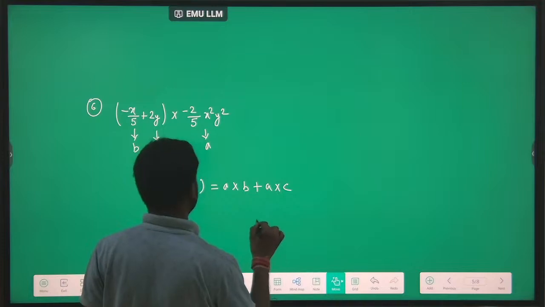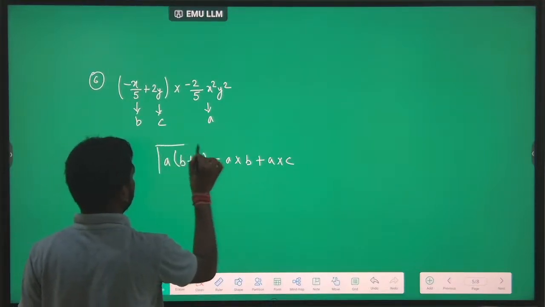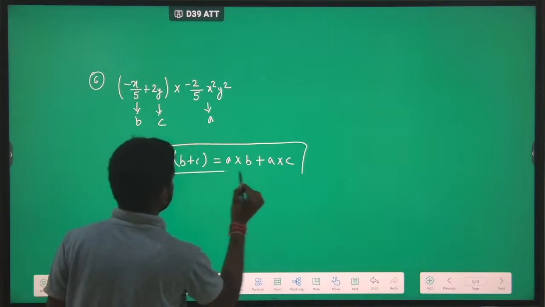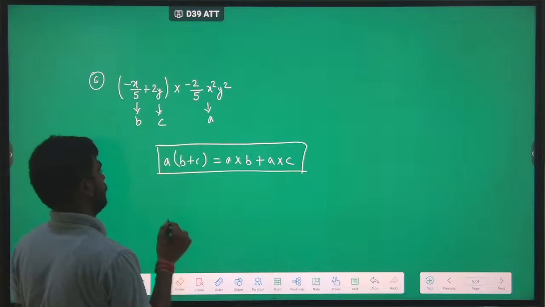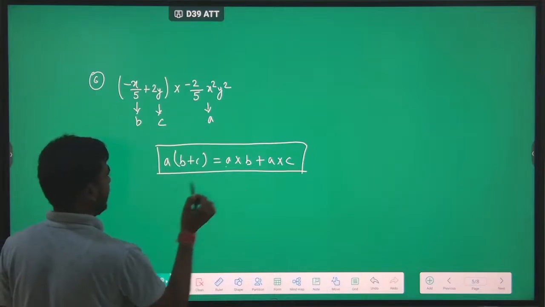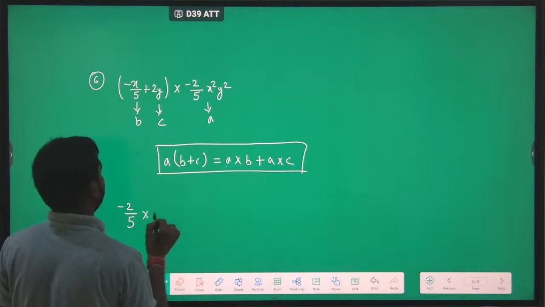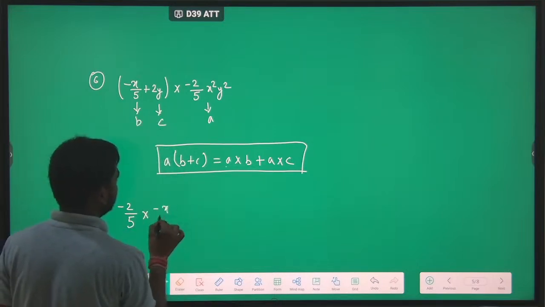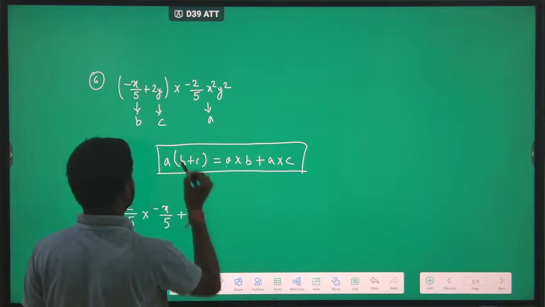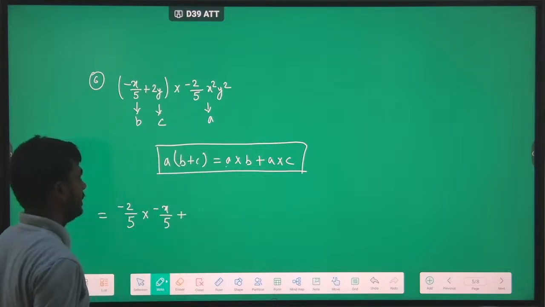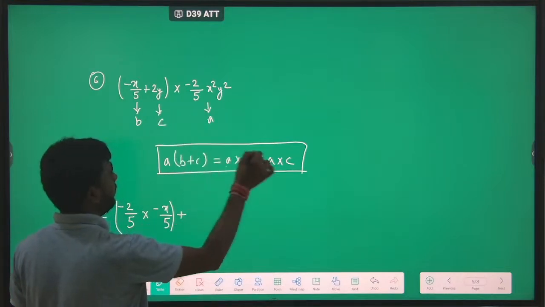So what are we going to do? We will use this concept here. We will use the distributive rule here. Okay, so this A is minus 2 by 5. It will be multiplied with B, that is minus x upon 5. And the sign is addition, so here it will be addition. This A will be multiplied with C.